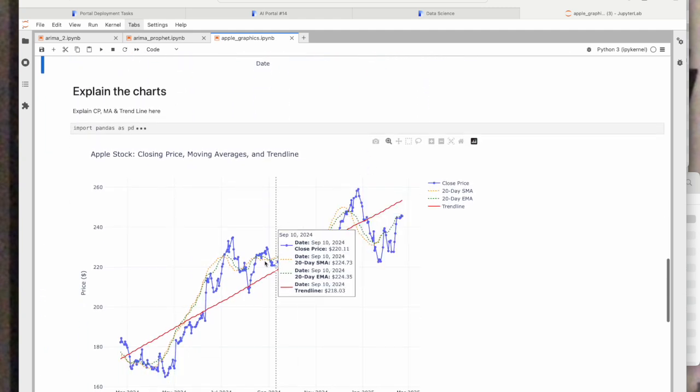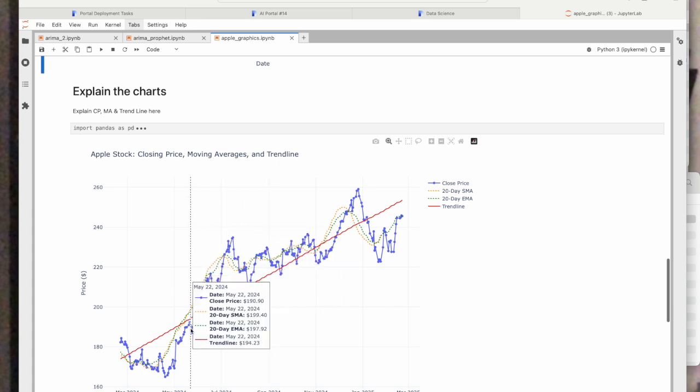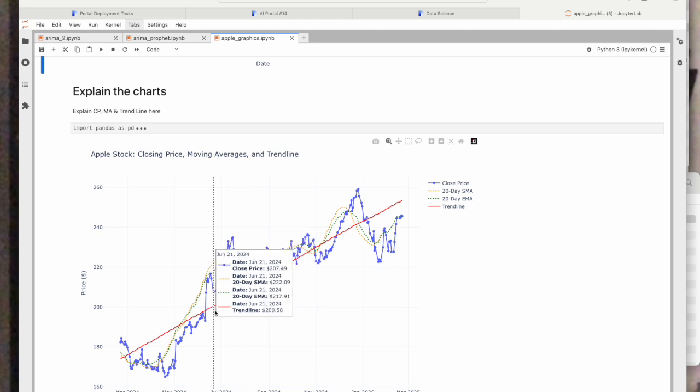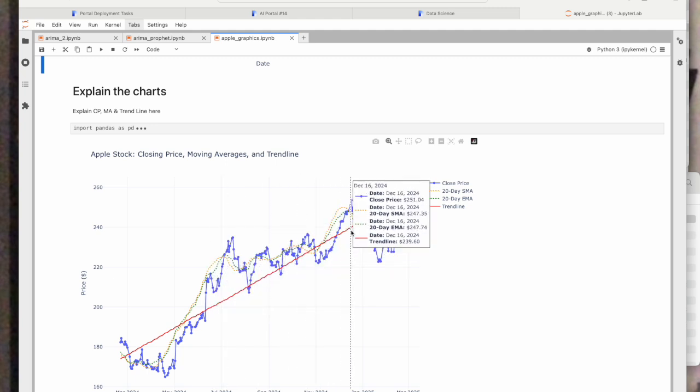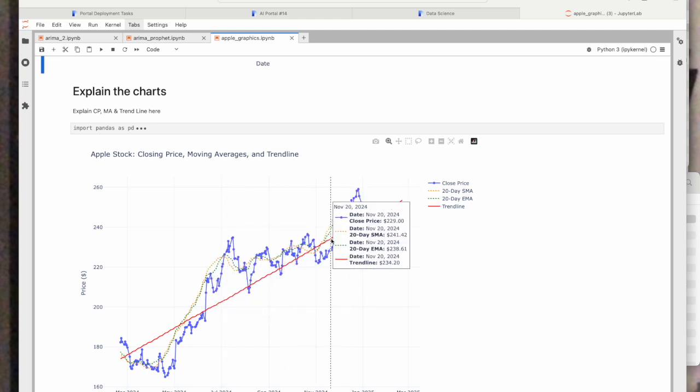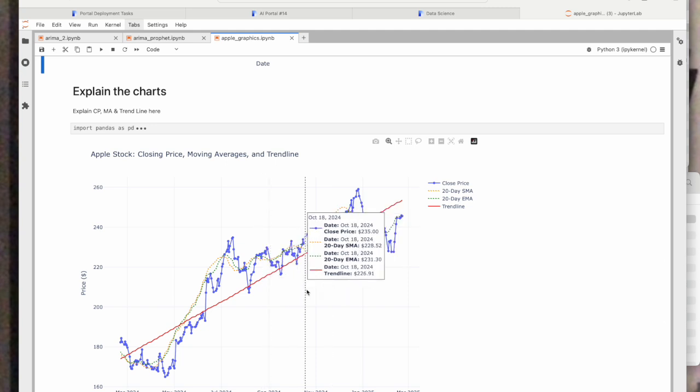There's a couple different charts. There's the close price here again, and it's juxtaposed against the 20-day simple moving average and the 30-day exponential moving average there. And we have the trend line here, which you may recall from a previous video, it's a linear regression. Lots of insights there.